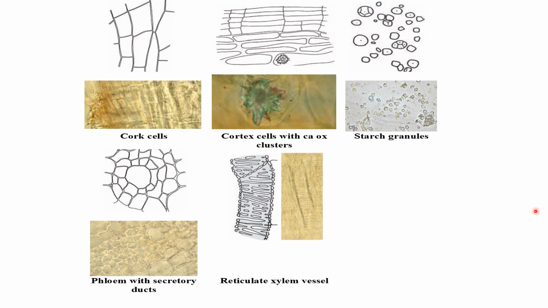This is the photo of some elements that appear when ginseng powder is microscopically investigated. For example, you can see here the cork cells, the calcium oxalate cluster crystals, the starch granules, and this is the wide reticulate xylem vessels, as well as the phloem with secretory ducts or secretory canals containing the resin secretions.